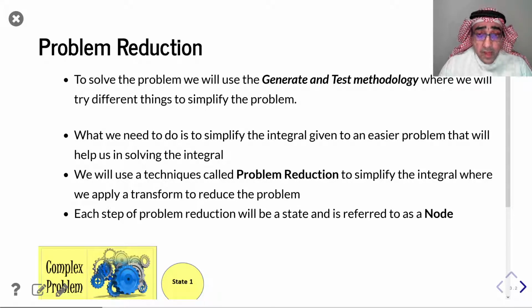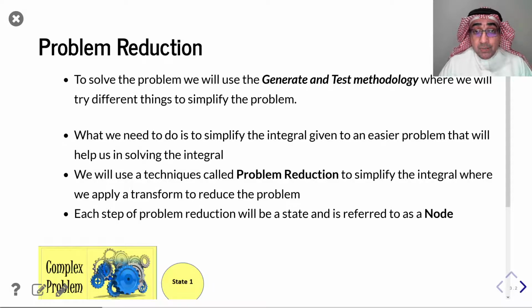We will try different things. Basically, in the generate and test, we try different things and hope that we can get the answer to our question. So what we're going to do is we're going to take an integration problem. We're going to take a difficult integration problem and we'll attempt to solve it, and we'll see how we can use something called problem reduction. Now, what is problem reduction?